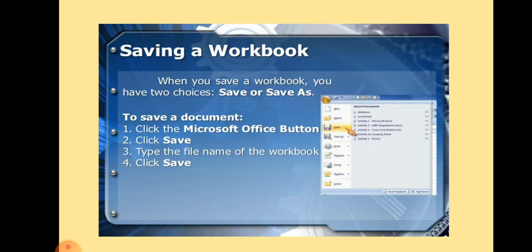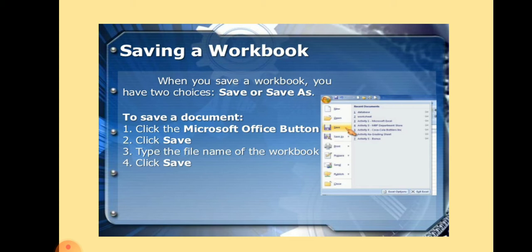After creating the workbook and the worksheets, we have to save the workbook. So the steps to save the workbook are: click the Microsoft Office button, then click Save, then type the file name of the workbook and then click again Save.